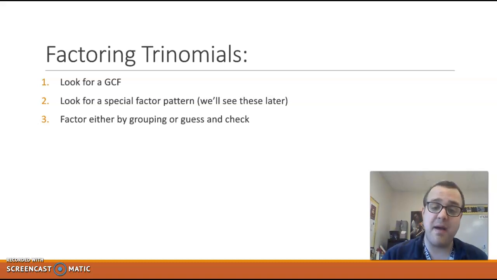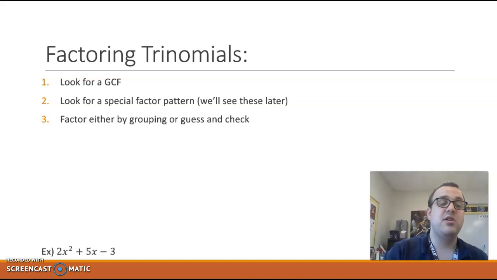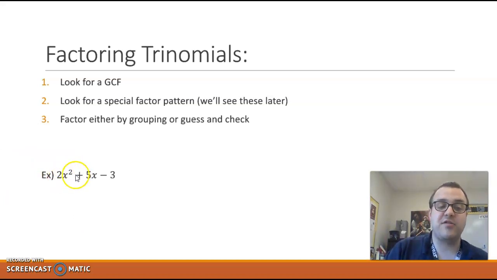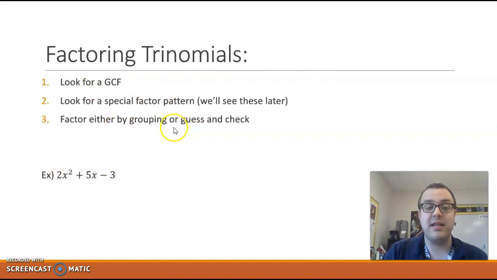But if you like the guess and check method, that can be a little bit faster if you're good at looking at it and doing it that way. So our first example here, 2x squared plus 5x minus 3. Let's go through each step and see what we have and what we need to do.